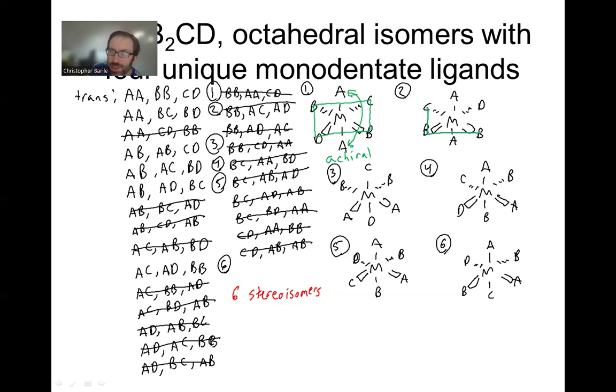Same idea with structure 2. We have that horizontal mirror plane with A and A. And so because we have a mirror plane, we are not chiral. Structure 3, there's also a mirror plane, but the mirror plane is a little bit different. We don't have A and A trans to one another or B and B trans to one another, but instead we have an A and B cis and an A and B cis.